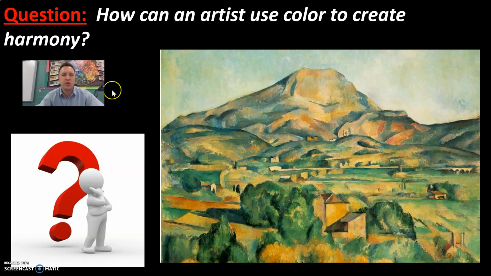So how can artists use color to create harmony? Like I basically just said, a very smooth, flat application of color with not a whole lot of back and forth contrast to create that rhythm. So just like this picture here.